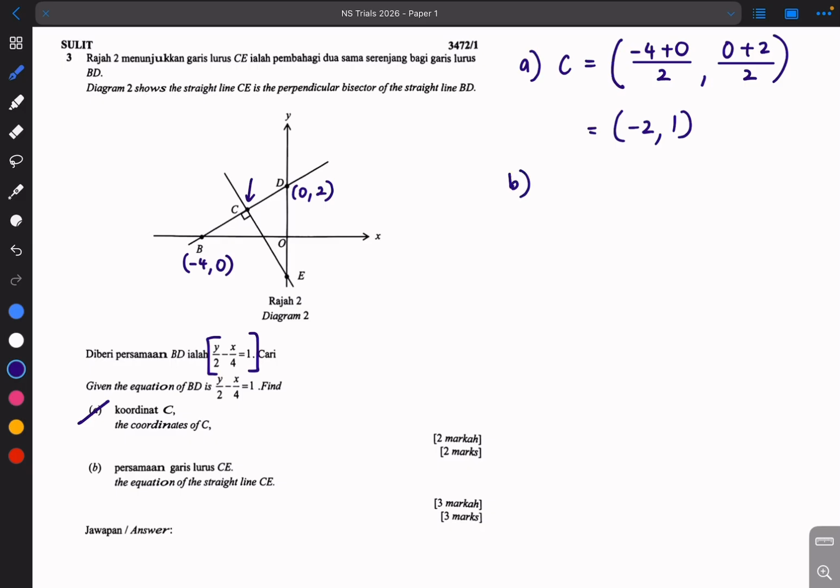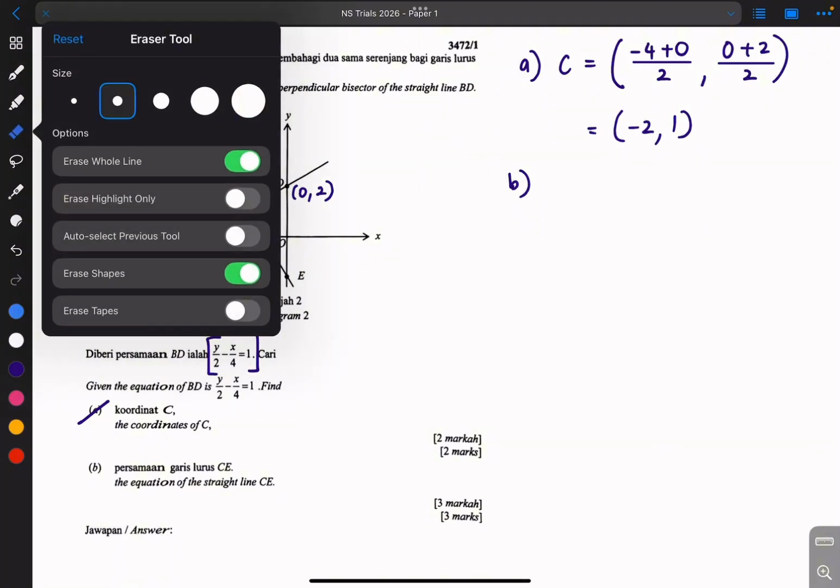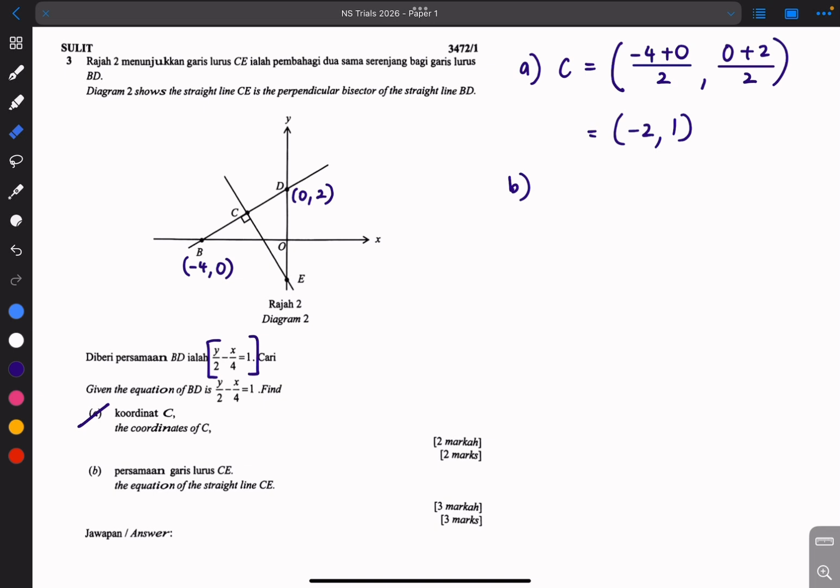Then B, the equation of straight line CE. Now that we have the coordinates of C, we write it here. This is (-2, 1). Now we need to find this equation. This is a straight line, which means we must solve y equals mx plus c. To solve y equals mx plus c, the first thing we need is the gradient, then we need the y-intercept. So let's find the gradient first.